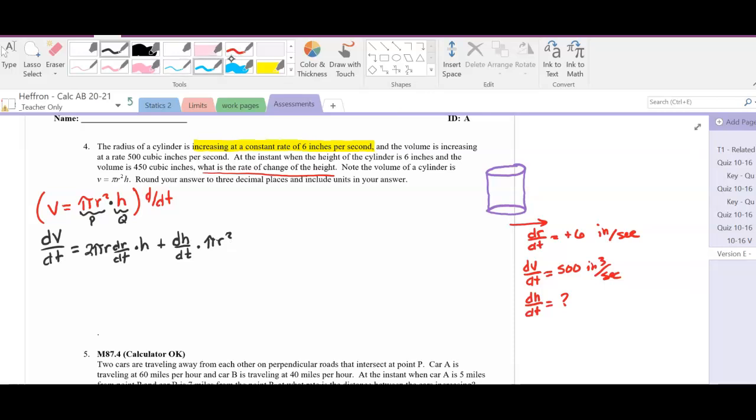And now I can start plugging things in. They gave me a dV/dt of 500. That's equal to 2 pi. I wonder if they told me r. They didn't tell me r, but they did tell me the height of the cylinder is 6. So I can go back and use this equation. Volume was 450. So 450 equals pi times some radius that I'm going to solve for, squared, times a height of 6.